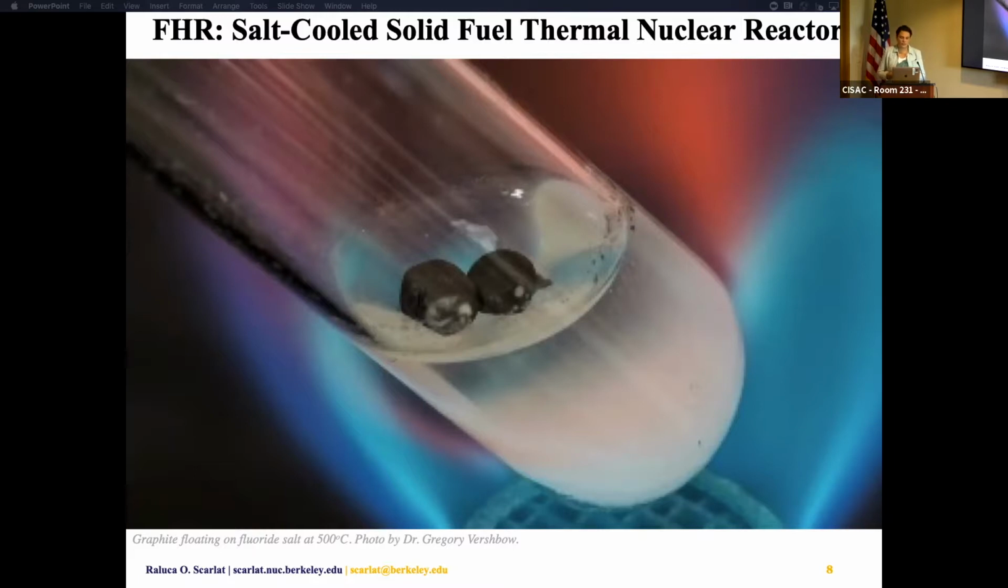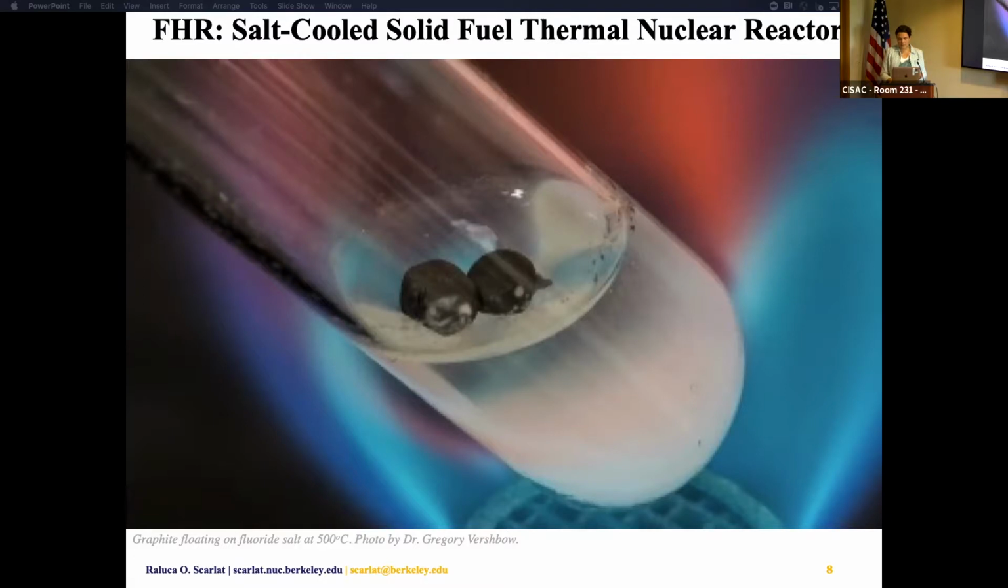Of course, this will then require technology to count and keep track of the pebbles and where they go, technology to fuel and defuel the reactor, and also an understanding of the salt coolant and its behavior with the material that it interacts with. So its behavior as it interacts with metals and its behavior as it interacts with graphite. And then molten salt reactors.